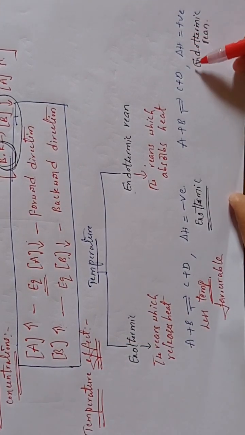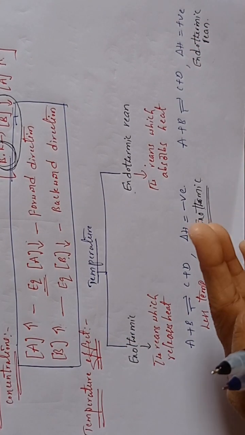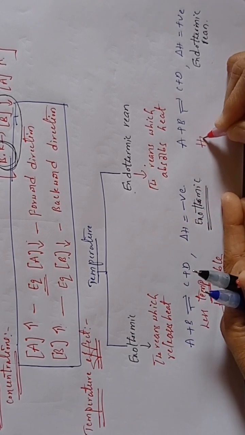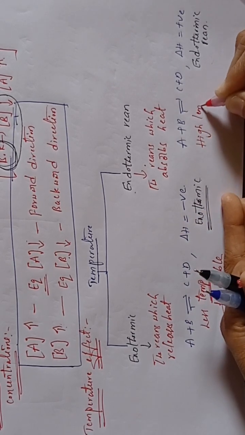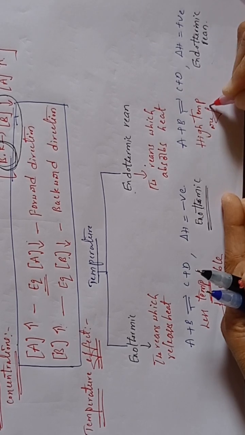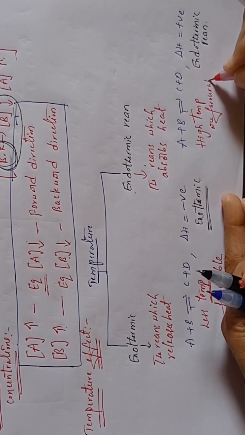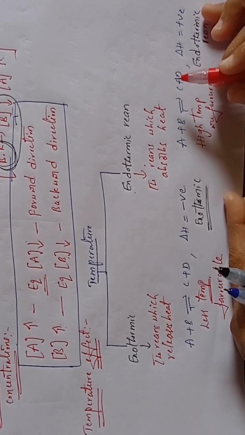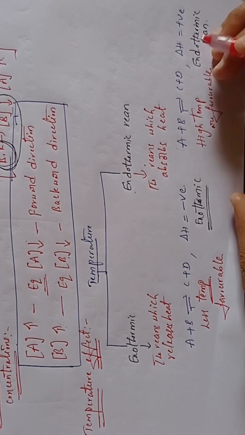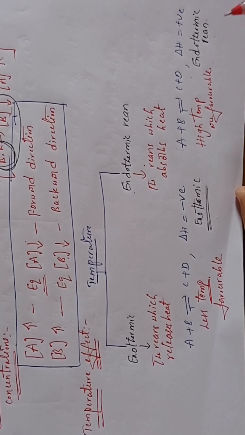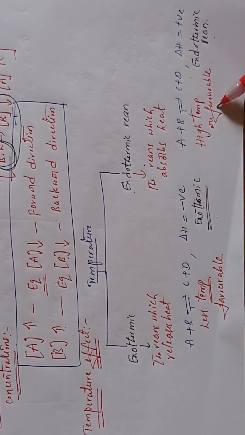Now coming to the endothermic reaction. Here heat is required, so high temperatures are favorable. When we give high energy, the reactants absorb heat energy and convert into the products C plus D. That's why it is an endothermic reaction. So high temperatures are favorable here.